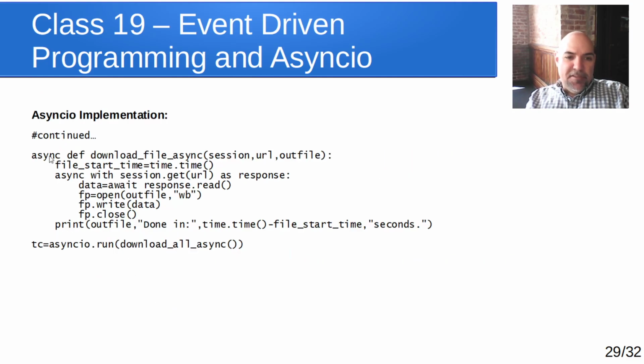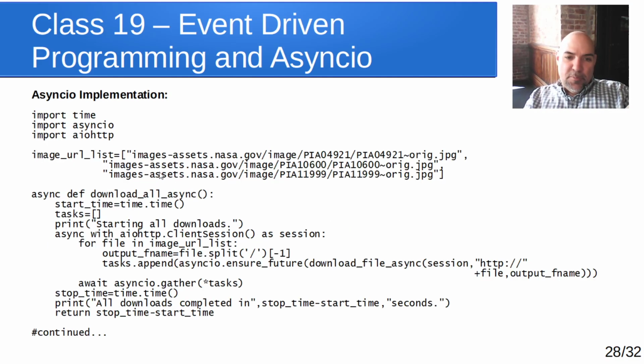We then have the async def download file async, and we basically just are calling that each time. That's using this await response.read for reading the data, and then we put it into the file to do all that. And then down here, finally, we do the time concurrent asyncio.run, download all async. We just call this async function up here that downloads all of them.